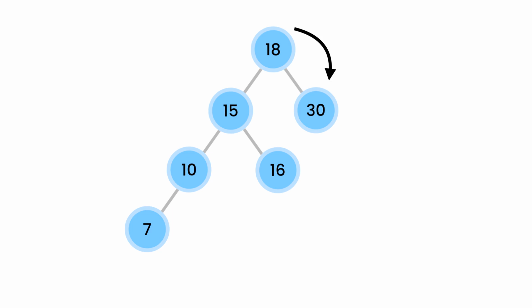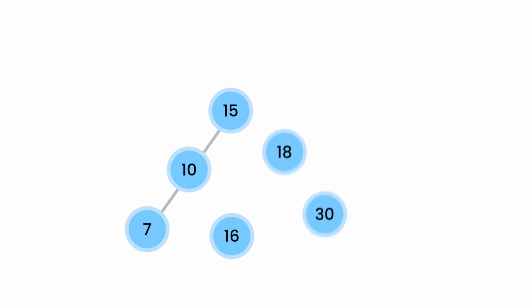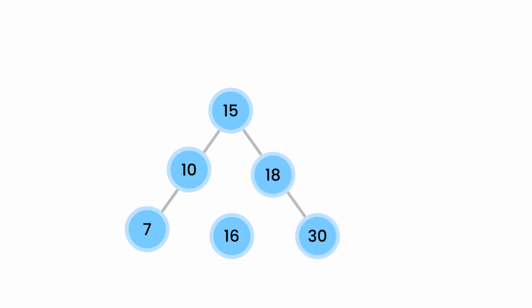So before we perform the rotation, we should temporarily disconnect 16 from the 15 and bring it down to create some space. Now we perform the right rotation. This is going to bring 18 down and make it the right child of the 15. Now we should attach the 16 somewhere. But where? Well, 16 is greater than 15 and smaller than 18. So it's going to become the left child of the 18. Now our tree is balanced again.